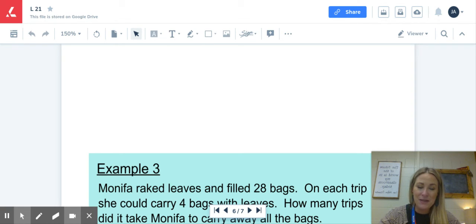Monifa raked leaves and filled 28 bags of leaves. On each trip, she could carry 4 bags with leaves. How many trips did it take her to carry all of the bags? Go ahead and pause, give this a try, whether you use multiplication or division, and then check your work with mine.